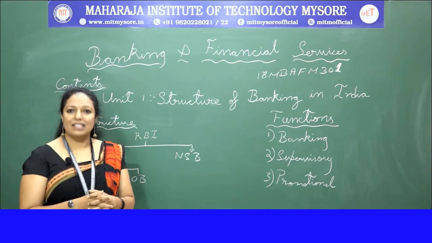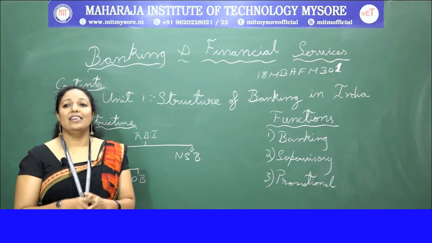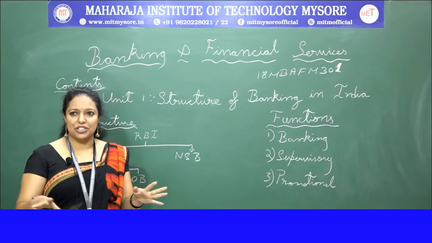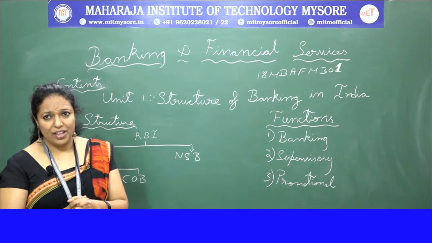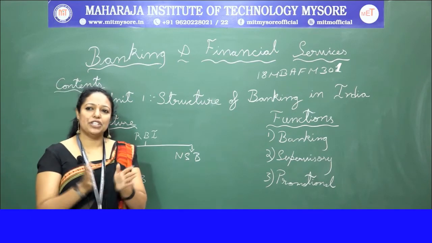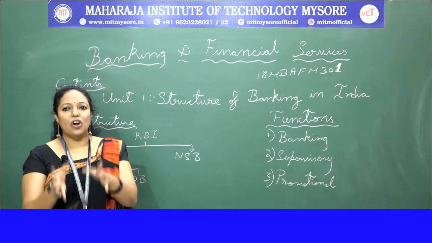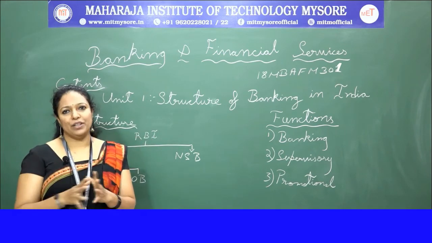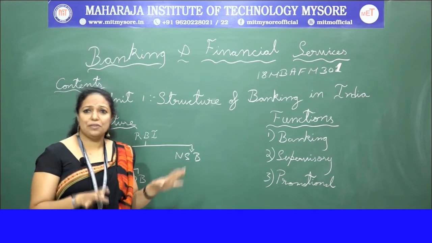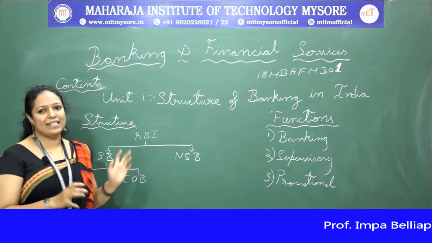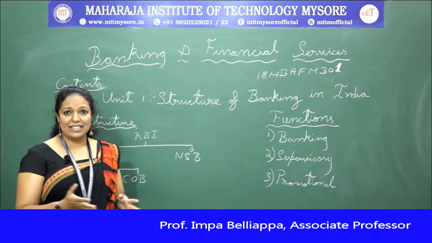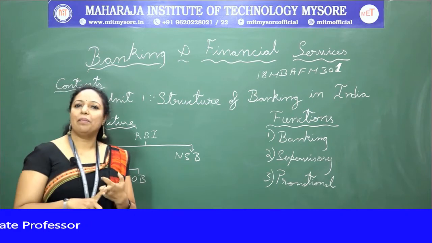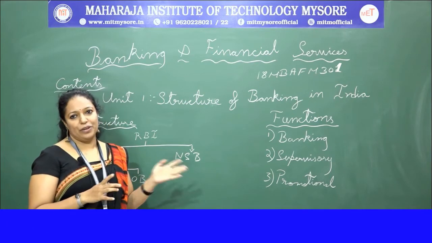In 1969, July 19, Nationalization Day came into existence, where all the 14 banks were nationalized by the Government of India. According to the IMF, nationalization is a process where the government takes over the private assets and brings them under public ownership. These nationalized banks are also called public sector banks. Examples of these nationalized banks in India are Syndicate Bank, Vijaya Bank, Canara Bank, Allahabad Bank, and Corporation Bank.